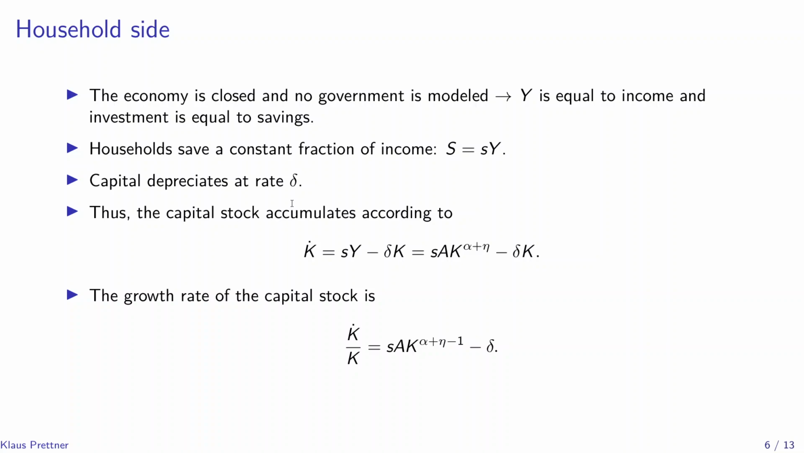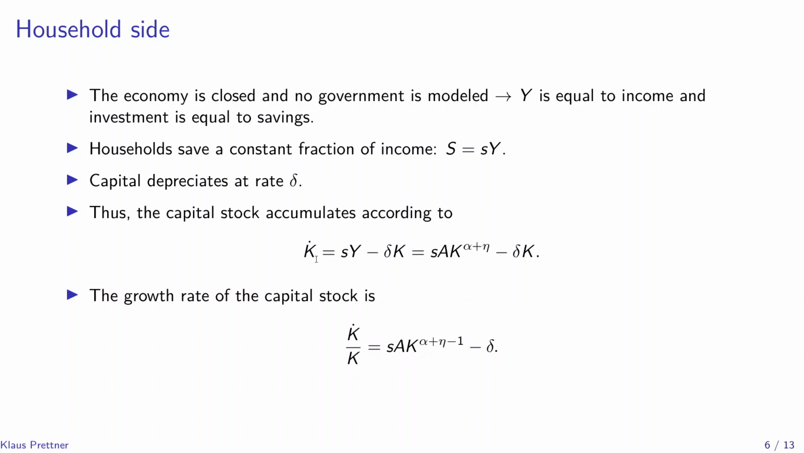Capital depreciates at the rate delta, that's the same as in the Solow model, so capital wears out at a given rate delta. And then we can specify the capital accumulation equation, where the change of the capital stock, that's net investment, is gross investment minus depreciation, again similar to the Solow model. And now we plug in aggregate income, that's from the previous slide, so that's this expression here. And that's different from the Solow model because we have eta in the exponent basically, and we don't have the Cobb-Douglas specification because we normalized labor to 1.